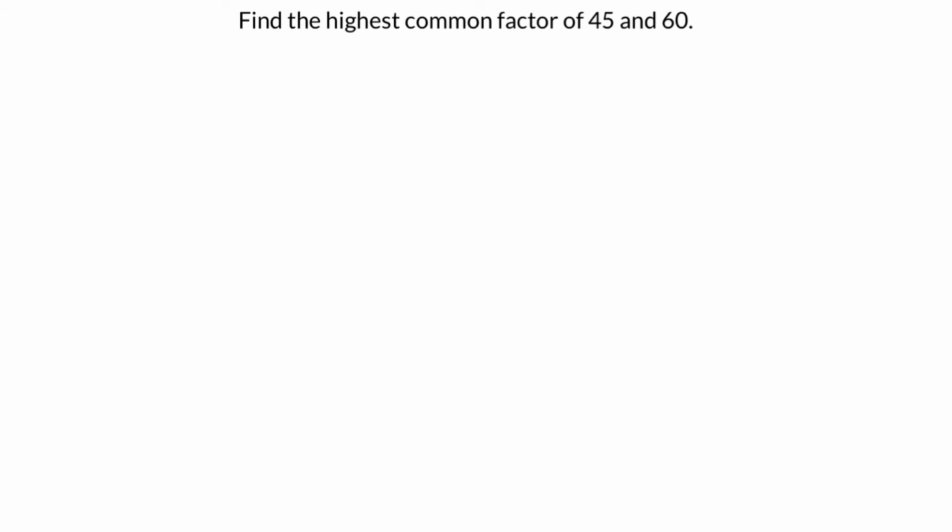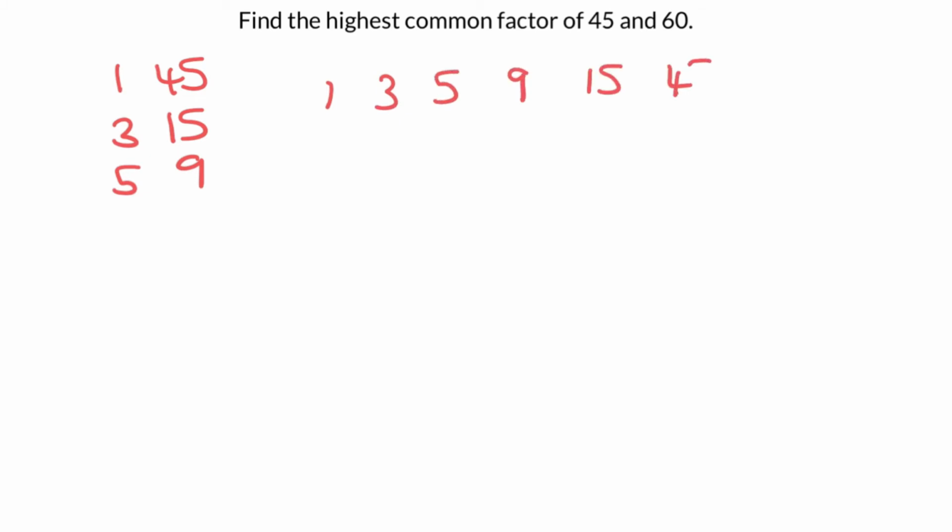So let's start by thinking about what can times together to make 45. We've got 1 and 45, 3 and 15, 5 and 9. I'm writing them out in their pairs so that I know that I'm not missing any numbers. I'm going to write them out now in ascending order so it's a bit easier to spot which is the highest number of the two lists. So we've got 1, 3, 5, 9, 15 and 45.